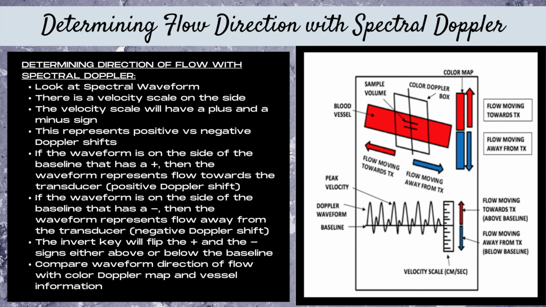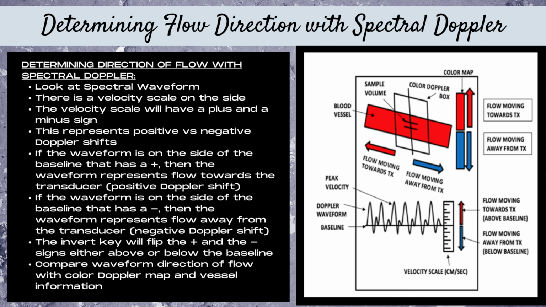A crucial piece to interpreting a spectral Doppler waveform is understanding the direction of flow. To determine this, you want to look at the spectral waveform, and there's going to be a velocity scale on the side of the waveform, and the velocity scale is going to have plus and minus signs, and these represent positive versus negative Doppler shifts. If the waveform is on the side of the baseline that has positive numbers, then the waveform represents flow moving towards the transducer and a positive Doppler shift.